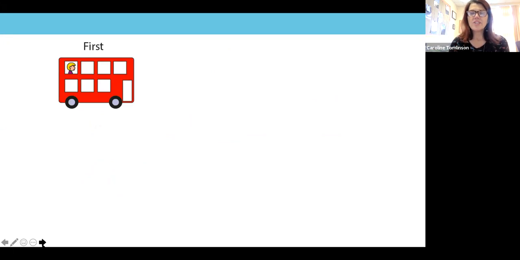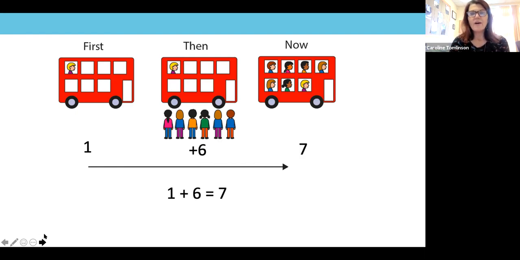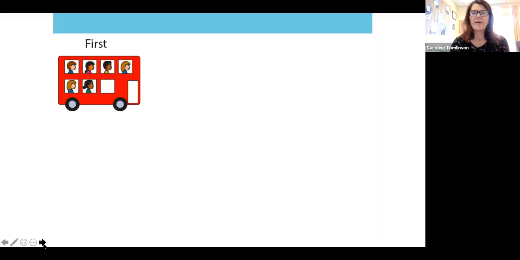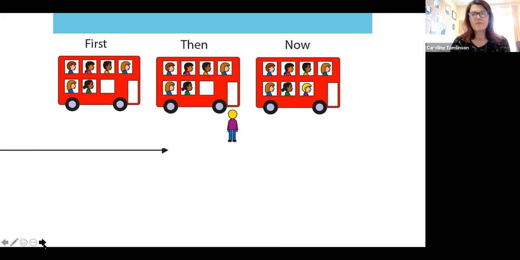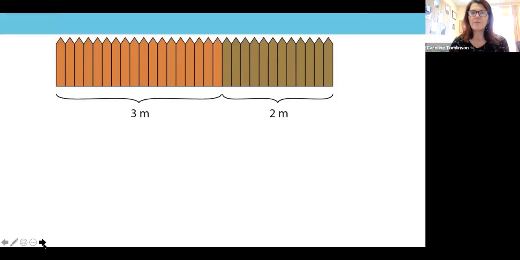Another method for addition is the first, then, now. You can see that on the bus, there's first of all 1 person, 6 people get on, and now there are 7 people, and it's a slightly different strategy when we're working this out. First there was 1, then we added 6 to it, and now we've got 7. First, then, now. So first there are 6, then we're going to add 1, and now there is still 7. So the same calculation, just a slightly different wording and problem really for children to think about.